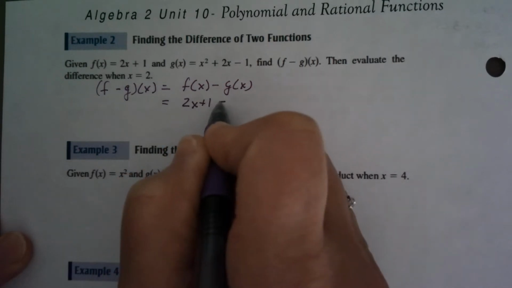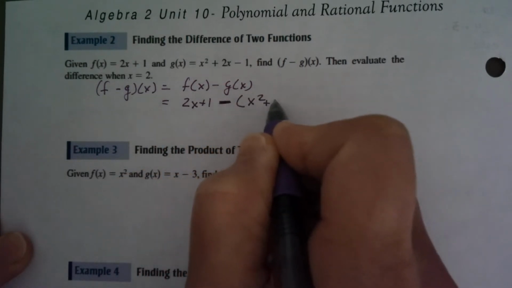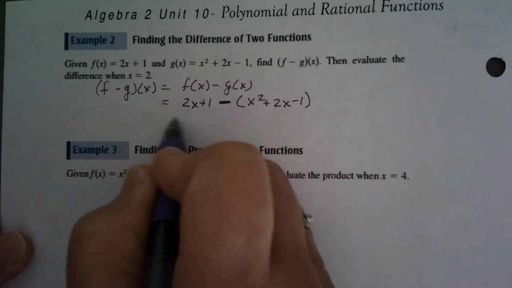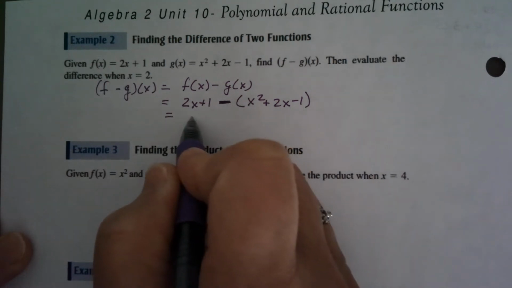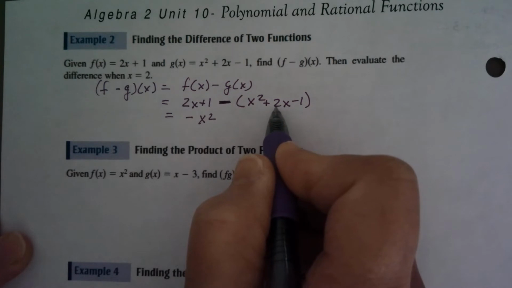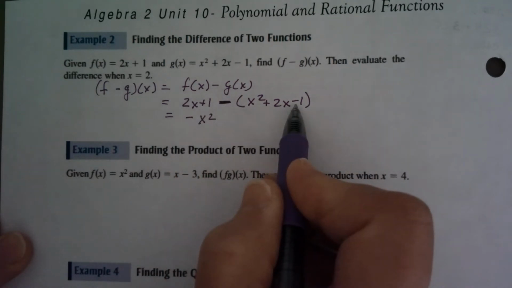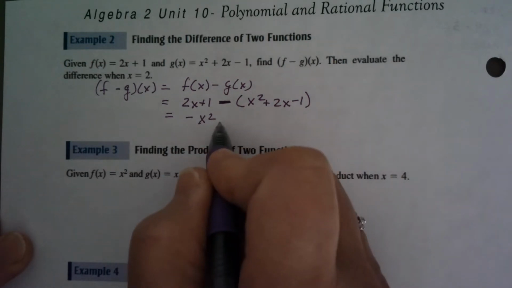2x plus 1 minus, bold that subtraction, in parentheses with our trinomial because we have to subtract each term that follows. Alright, so I'm going to have a negative x squared. 2x minus 2x is 0. 1 minus negative 1 is 1 plus 1, which is 2.